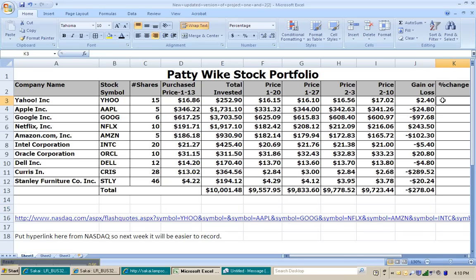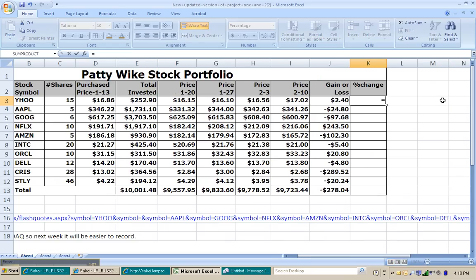Then the percent change. For most of the percent change equations, it's change over original. So equals the change of price, that would be this price, minus the purchase price, divided by the original price. Change over original for most percentage problems. Okay.